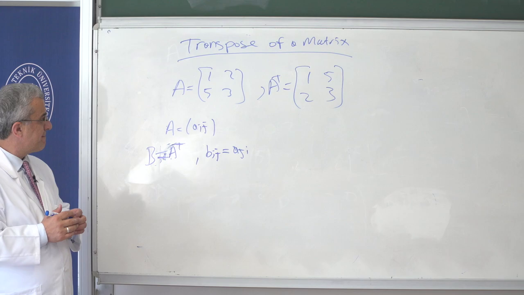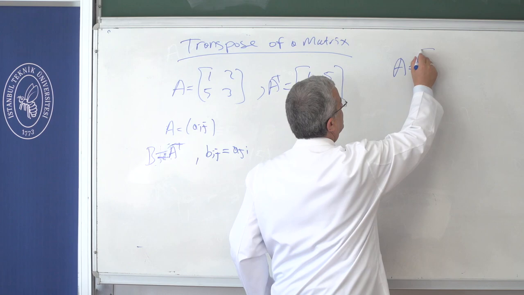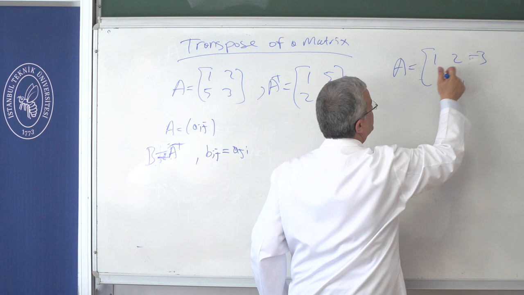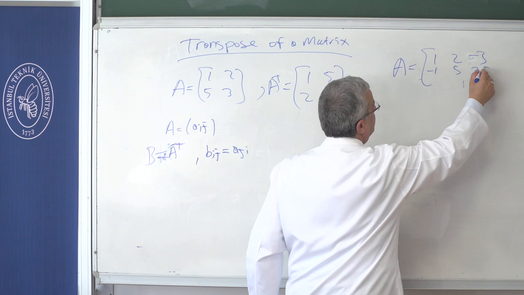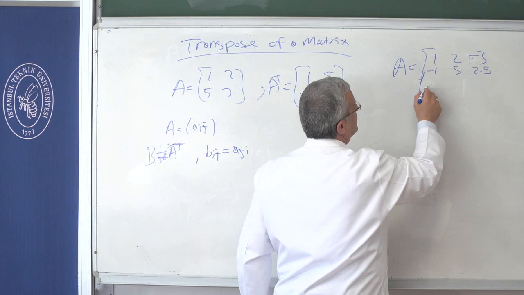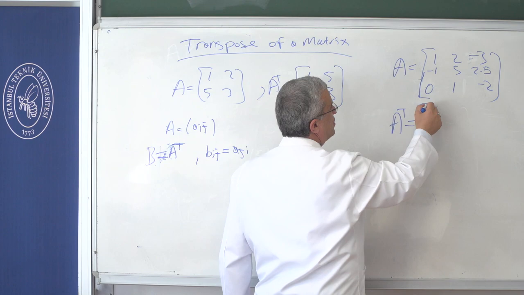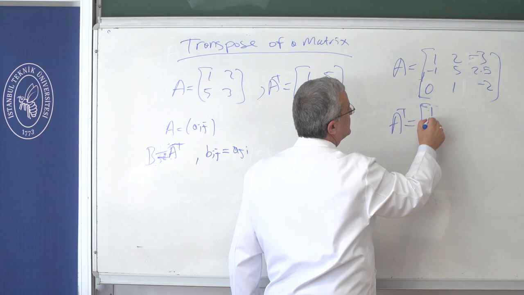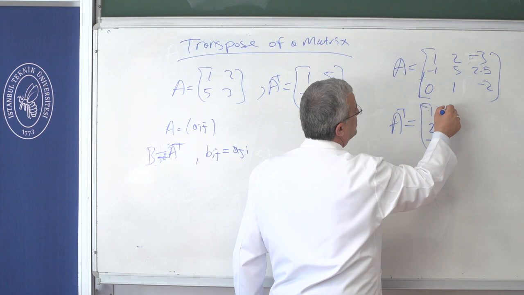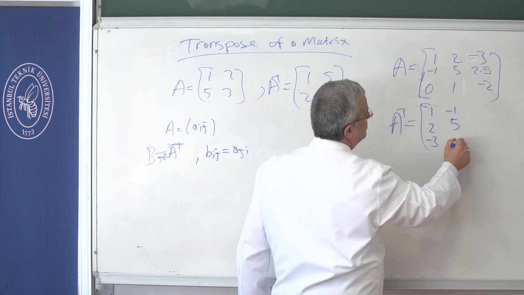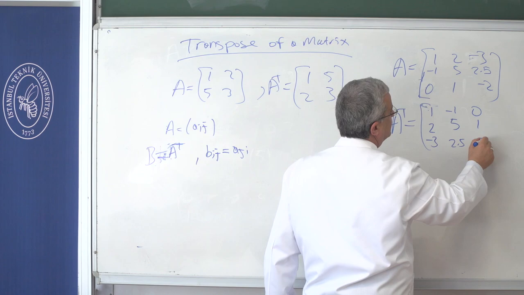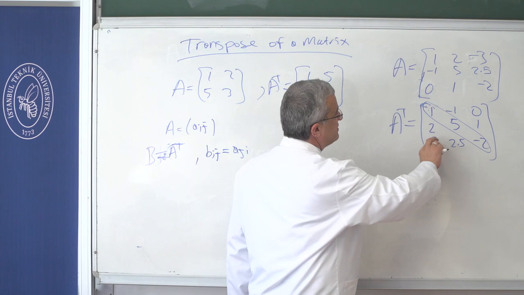Let me do a 3 by 3 as well. A is equal to 1, 2, 3, 1, 2, minus 3, so that you don't think it has to do with index. Minus 1, 5, 2 and a half. And I shouldn't always use round numbers, right? So 0, 1, minus 2. So A transpose is, let me write the first column. You just read the first row for me. 1, 2, minus 3. Second row, minus 1, 5, 2.5. And third, 0, 1, minus 2. As you see, the diagonal doesn't change, but everything else is like a mirror image of the other one. 0 went from here to there, etc.